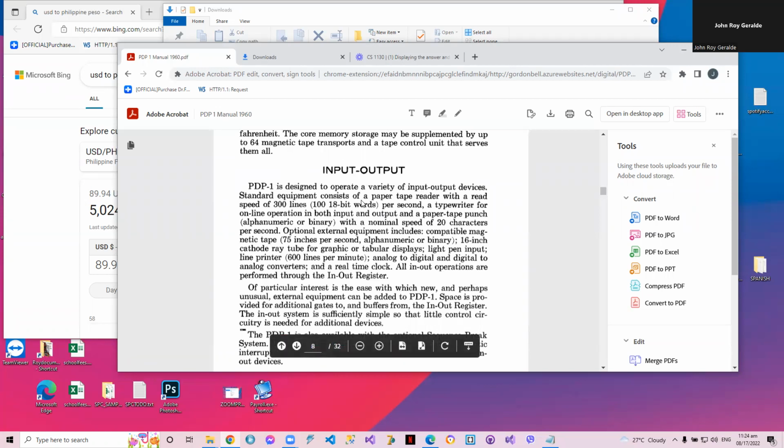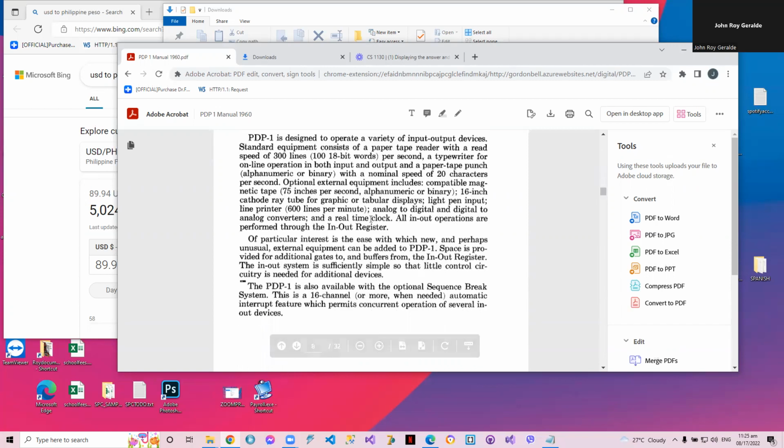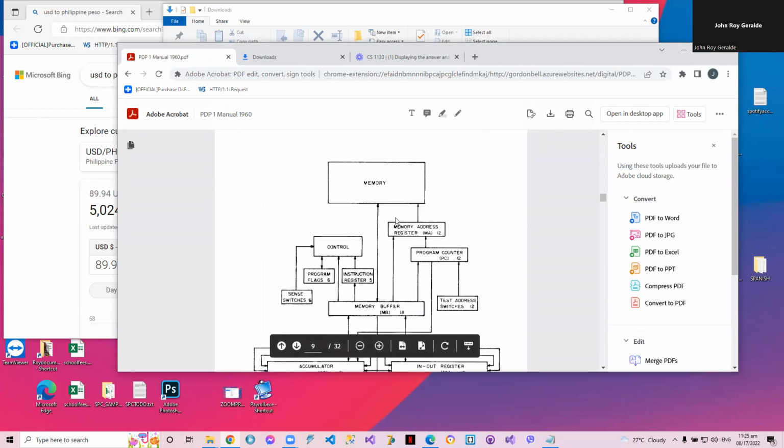So it has a standard variety of input and output devices. It consists of a paper tape reader with a read speed of 300 lines, or about 1 18-bit words, okay? Which is the same word size that it uses. Okay. So here's the structure.